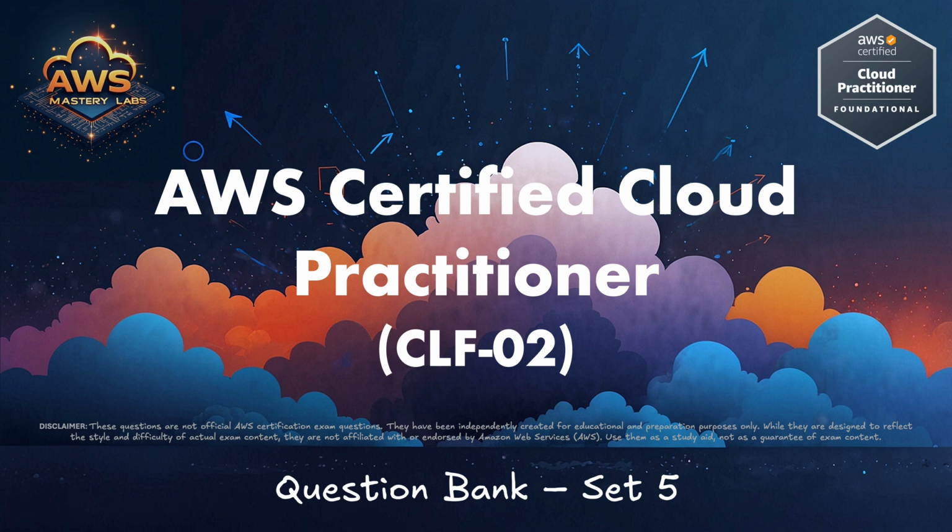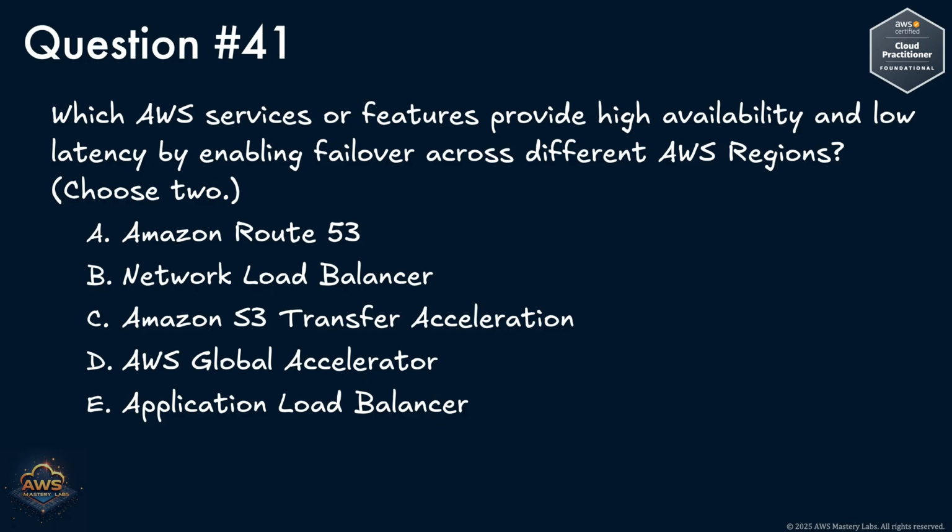Let's get started. Which AWS services or features provide high availability and low latency by enabling failover across different AWS regions? Choose 2. Let us identify and interpret key phrases in the question that will help with answering it. In this scenario, the emphasis is on ensuring high availability and low latency, which are critical factors for maintaining application performance and uptime, especially under failure scenarios.